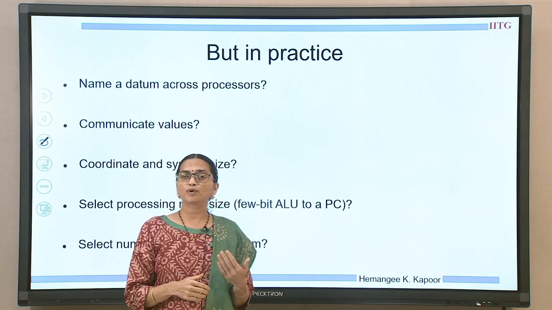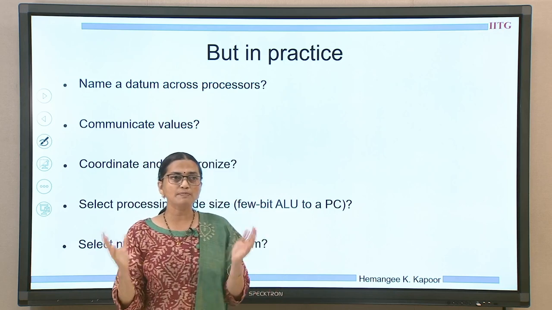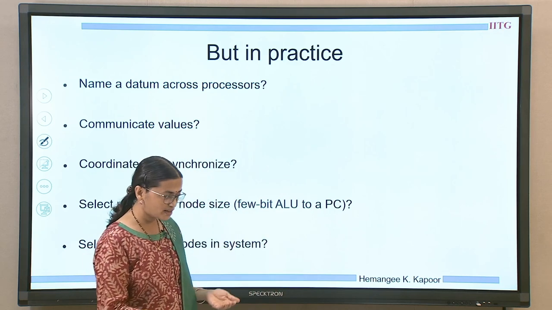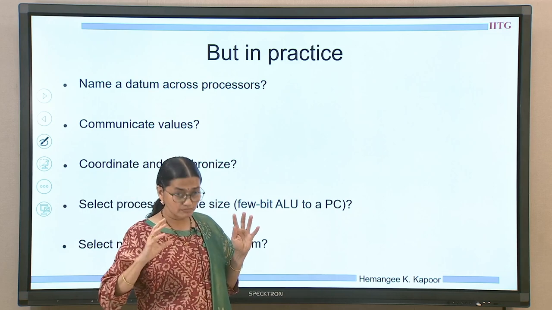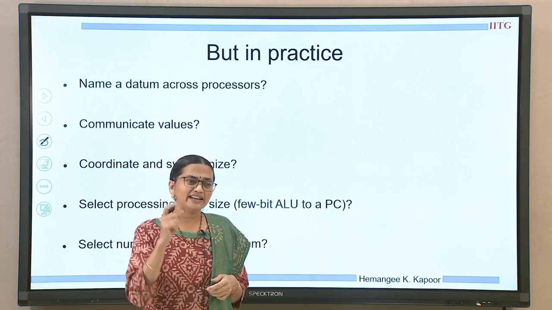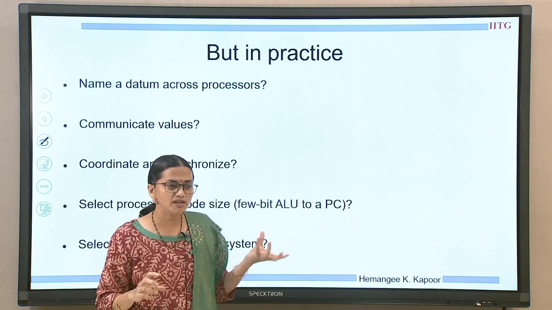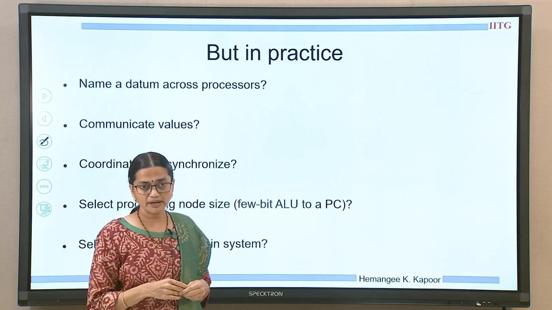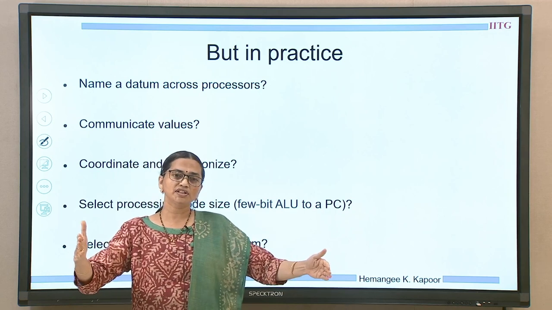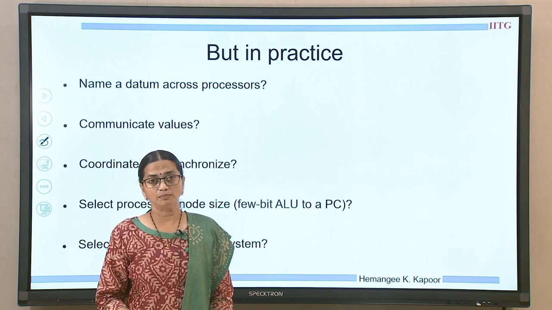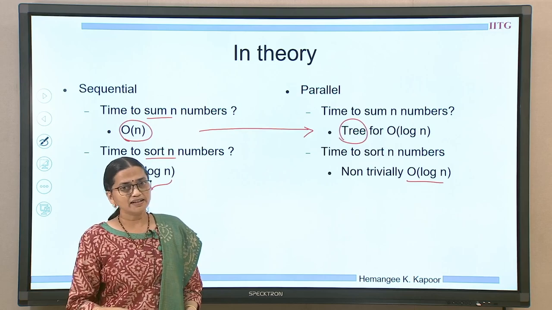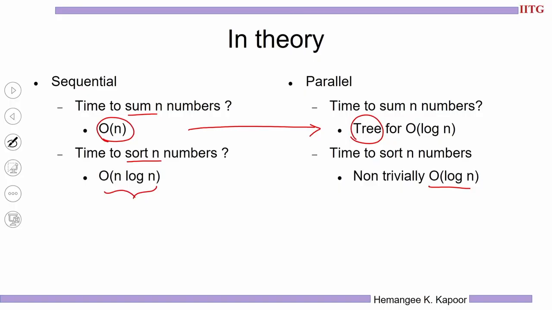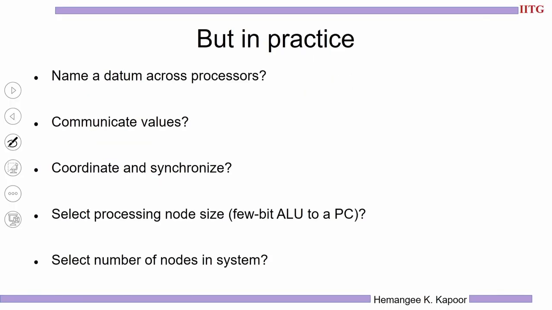Then selecting the processing node size: how big a processing node should I select? Should it be a complete personal computer, or can it be a small ALU or a small streaming multiprocessor like in a GPU? So, what is the size of my processing element and how many such processing nodes do I need to have in my system? In theory, I can say that I can get this much speedup, but in practice, all these questions need to be answered.